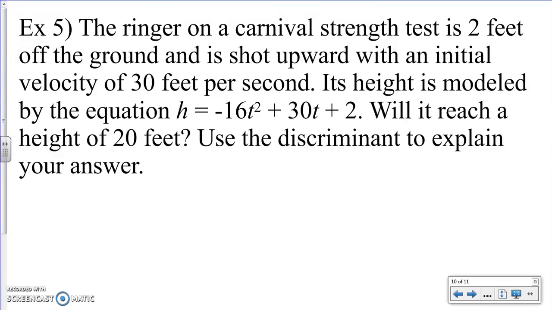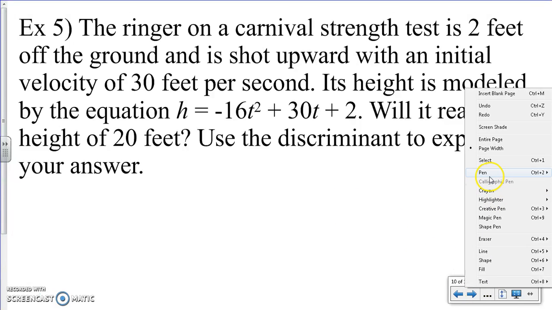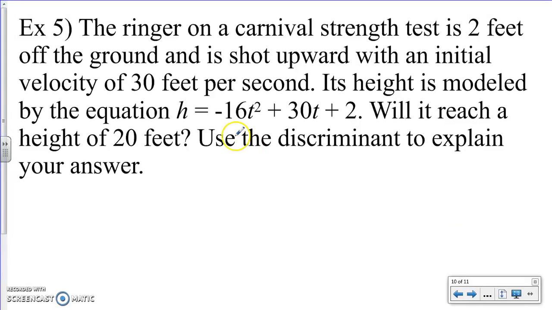The ringer on a carnival strength test is 2 feet off the ground and is shot upward with an initial velocity of 30 feet per second. The height is modeled by the equation h equals negative 16t squared plus 30t plus 2. Will it reach a height of 20 feet? Okay, so what we're actually trying to figure out here is, will my height, or my h, ever be 20?